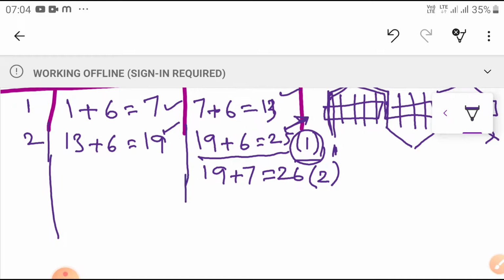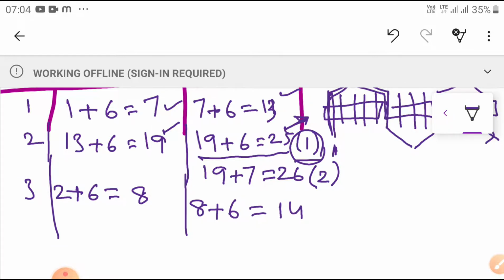After that, you are going to get the same: 2 plus 6 is equal to 8. Similarly, 8 plus 6 is equal to 14. And the 14 plus 6 is 20. Then 20 plus 6, here I am going to get 26. 26 is the second conductor, and the second conductor means it is already filled here.